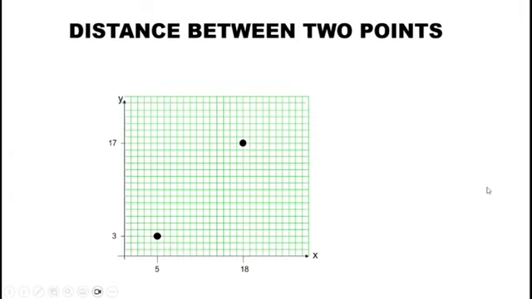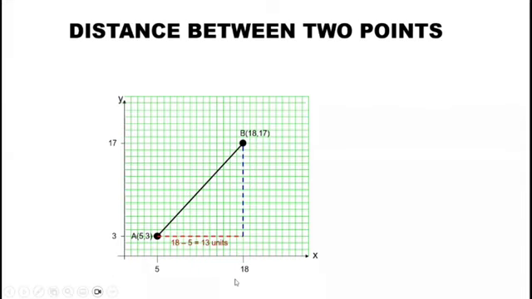So, for example, if you are given the points A (5, 3) and B (18, 17), and you are asked to find the distance between the 2 points A, B, then you can form a right angle triangle by drawing lines from point A to where point B is, then draw from point B to intersect the line that you've drawn. So at this point, a right angle triangle has been formed.